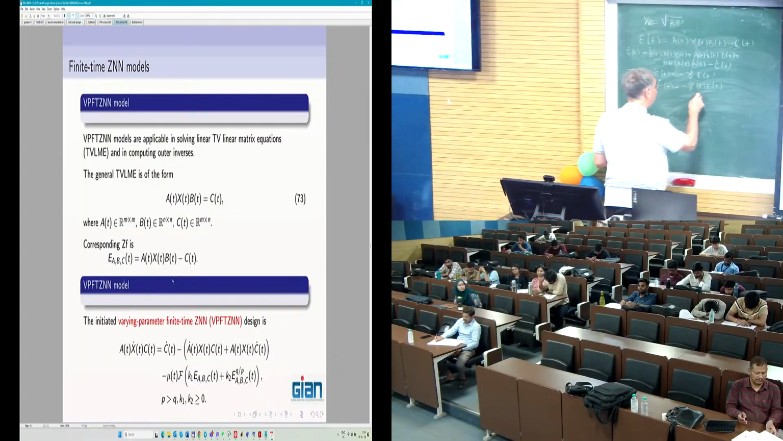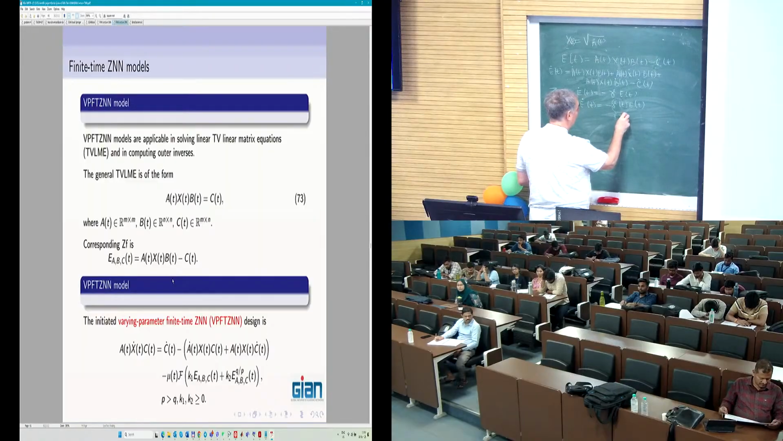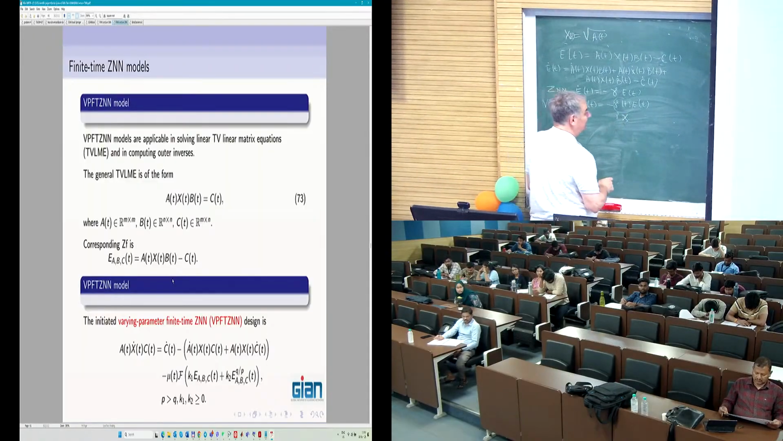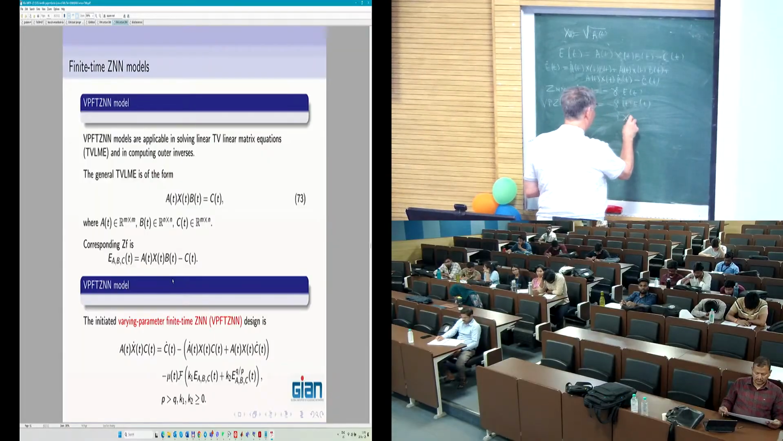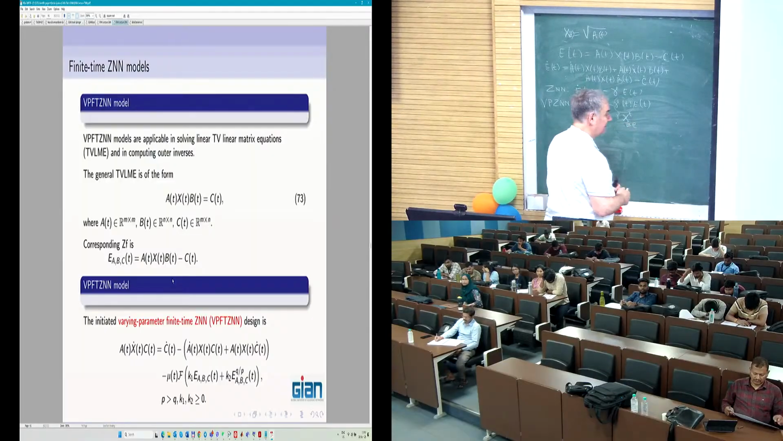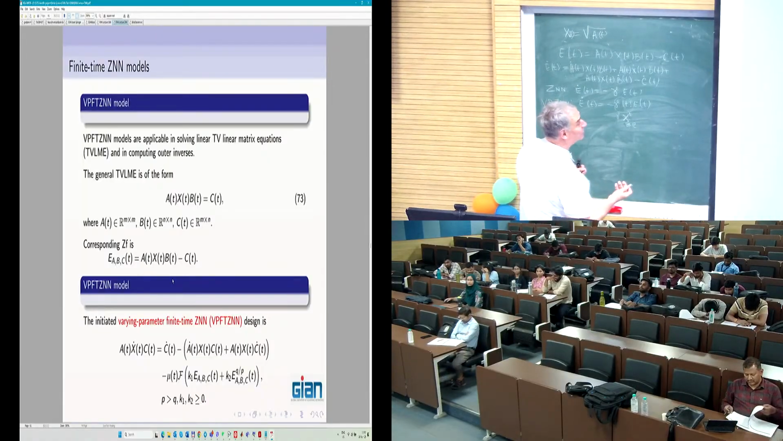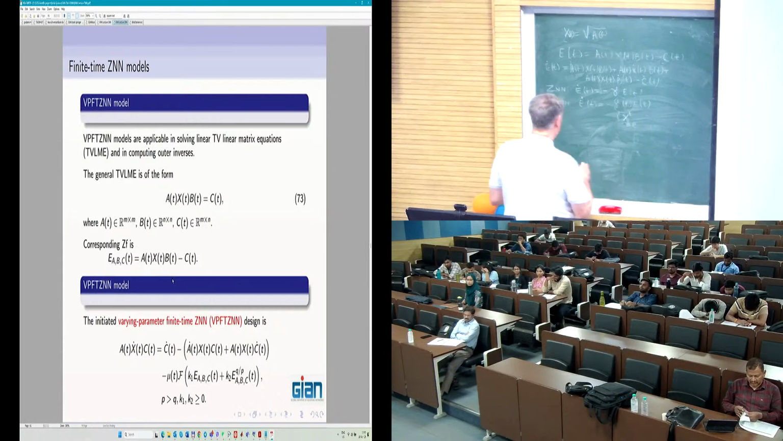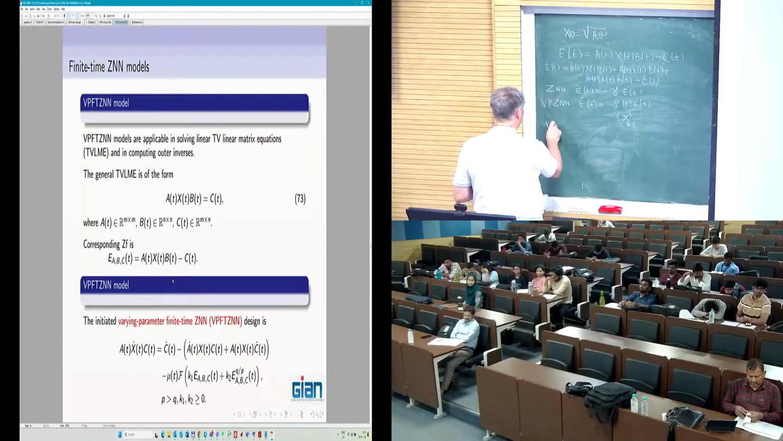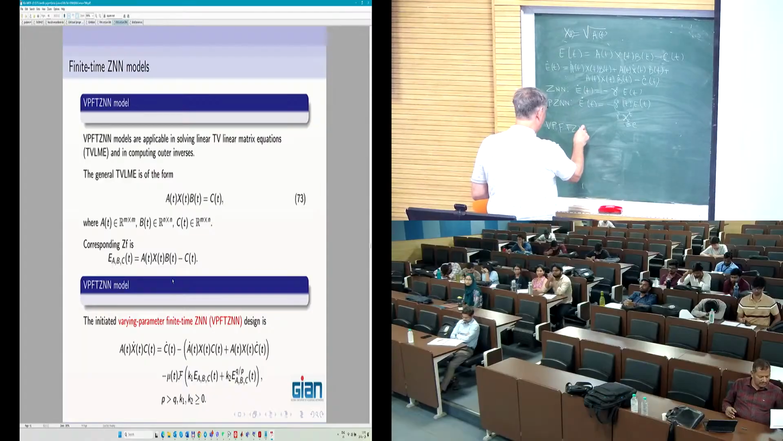Particularly, we can choose here gamma c. How to write this? Power t, where c is greater than or equal to... model. I cannot see the name of this new model. VP, varying parameter, finite time, ZNN.